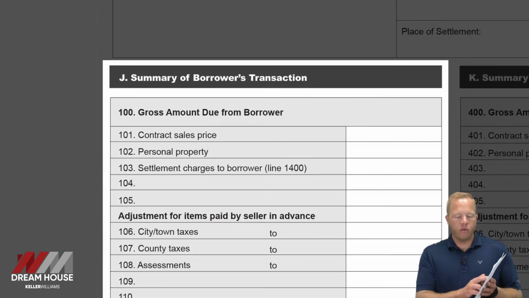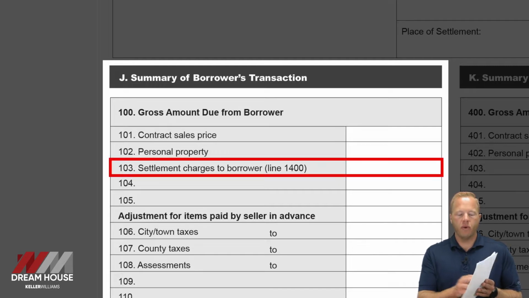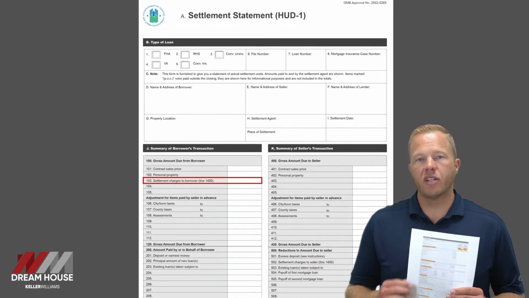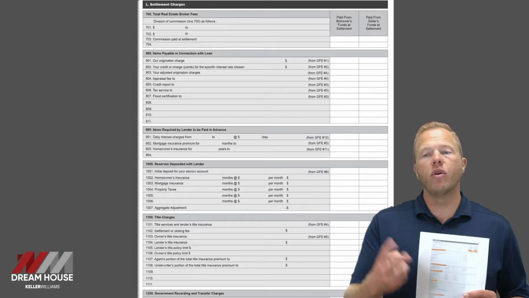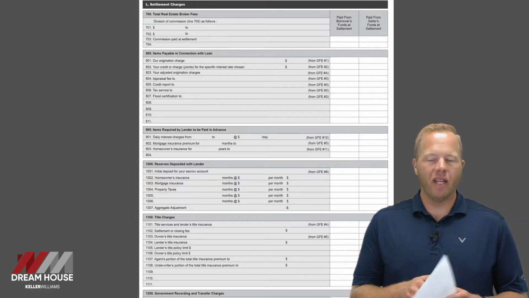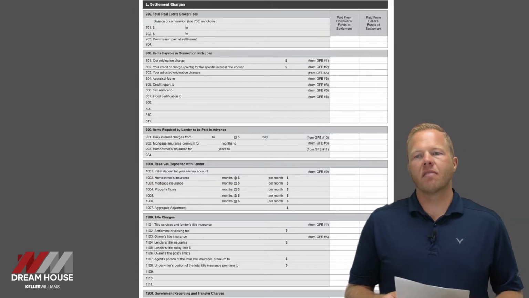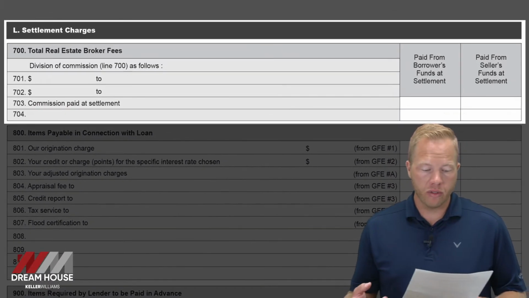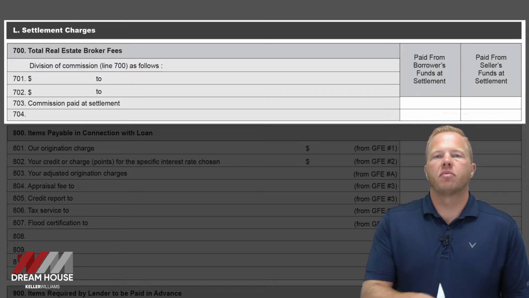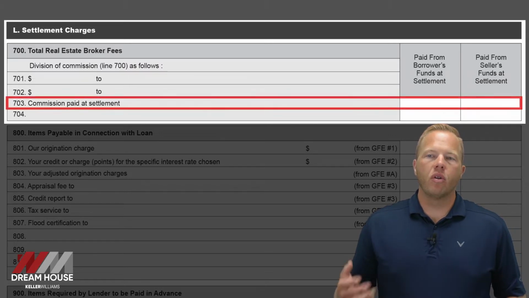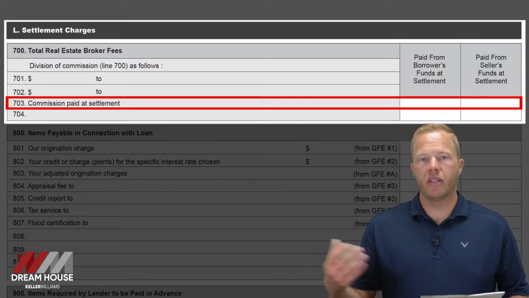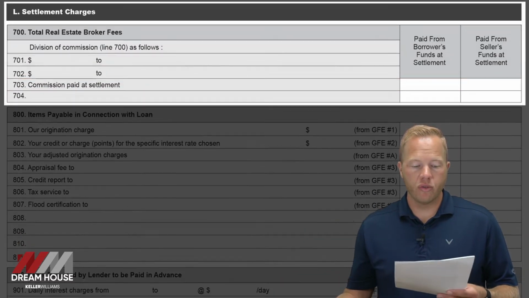On section 103, it says charges to borrower, line 1400. Well, what is line 1400? Line 1400 is a summary of the transactions in the left-hand column of page 2 of your HUD-1 settlement statement. And I know it seems confusing, but that's a more thorough accounting of all the dollars and cents involved in selling your house. So in the very top box, box 700, you'll have the total amount of commission that you're paying your real estate professional. So make sure that that is reflective of your contract with them.